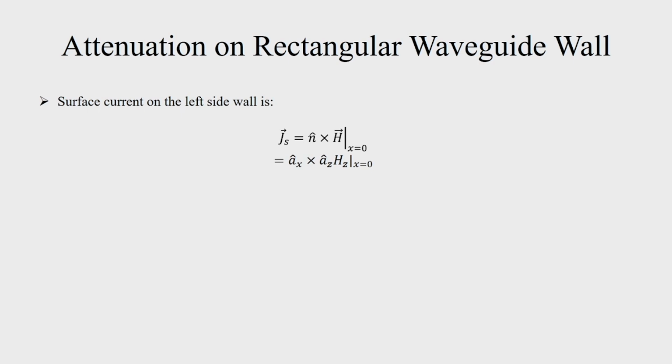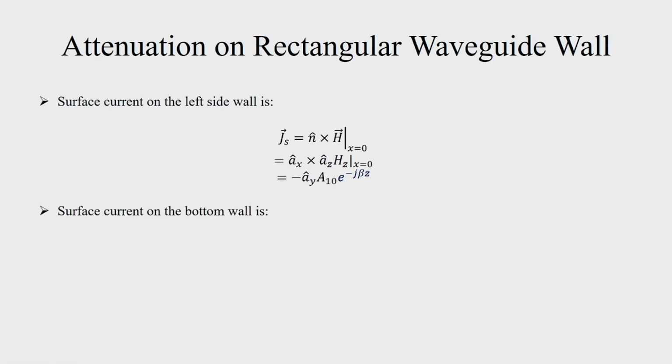So, on the x equal to 0 wall we have only Hz, and the vector perpendicular to this wall is Ax, and therefore, we can write the induced surface current to be equal to minus Ay A10 e to the power minus j beta z.